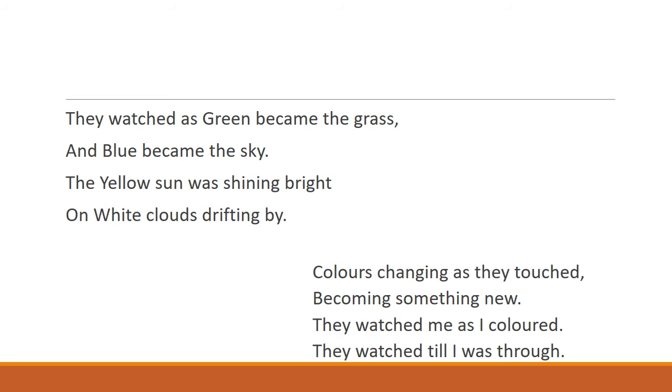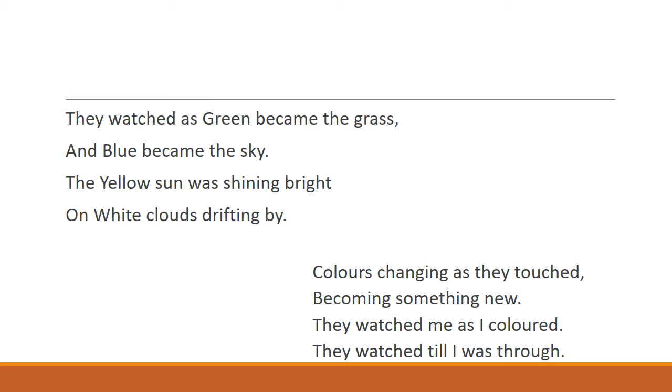So, what did the colors watch? That they were not just crayons, but when they were painted, they changed into things. Green became the grass and blue became the sky. And the yellow sun was shining bright on white clouds drifting by. Drifting means passing by. So the poet, the child, made a landscape and used all these colors to make this beautiful picture.